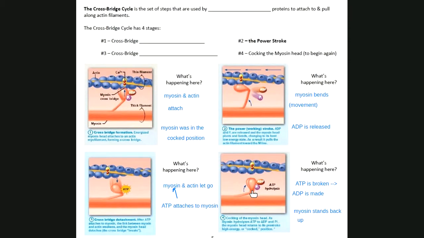It's a good point that you mentioned, though, that myosin does change its shape in this state too. Do you remember we talked about why myosin changes its shape when we're doing the power stroke? What did it do to make it change its shape?